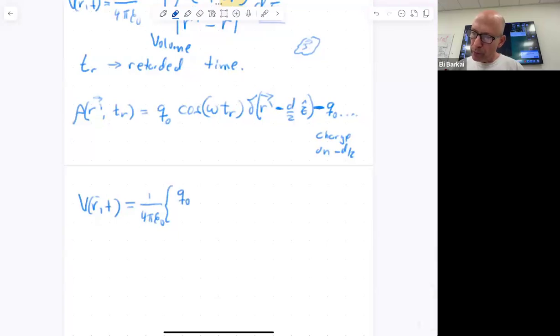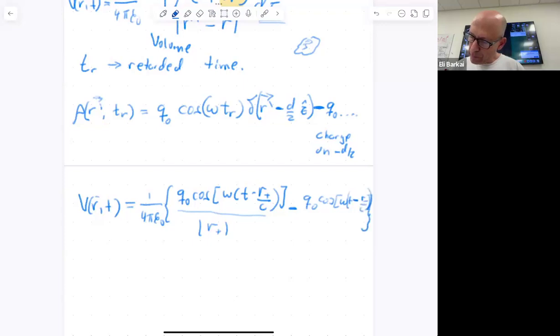It's Q0 cosine omega t minus R plus over C, divided by R plus, minus Q0 cosine omega t minus R minus over C, divided by R minus. So what do we have here?